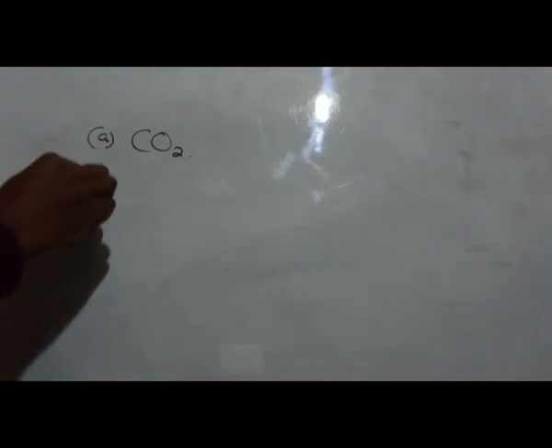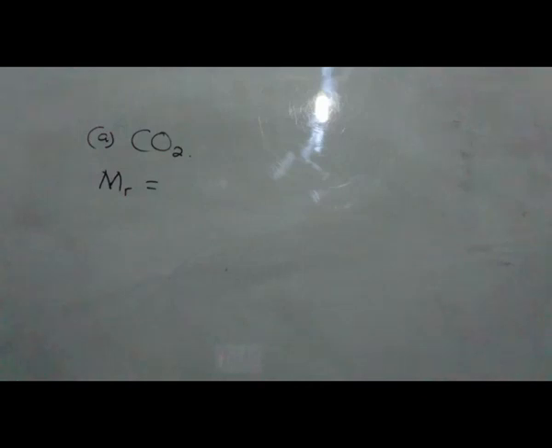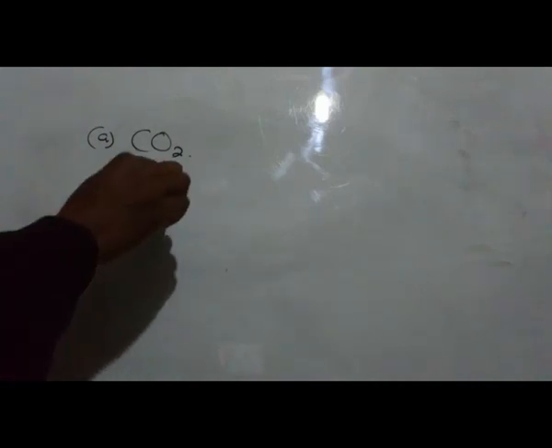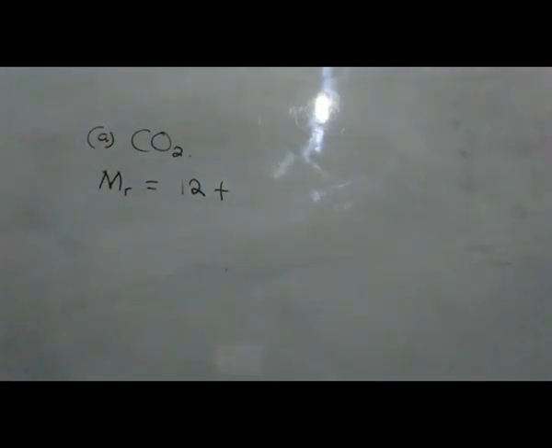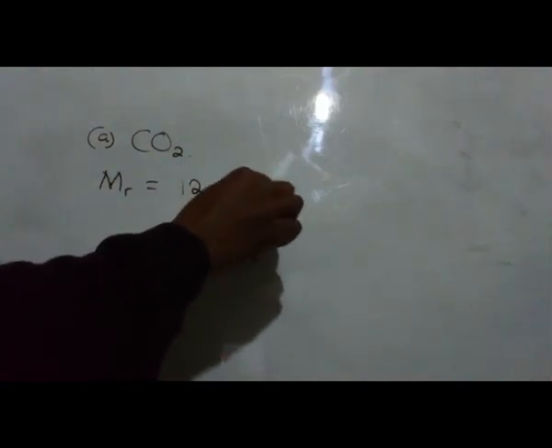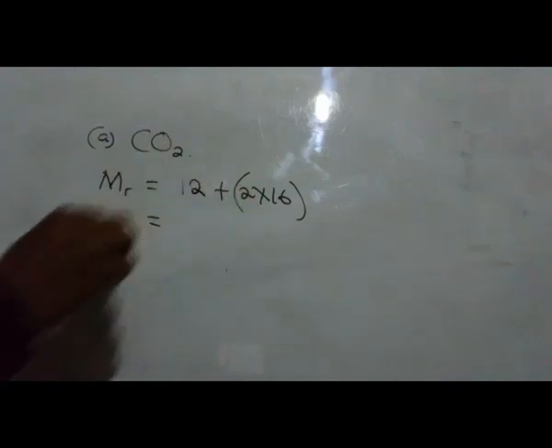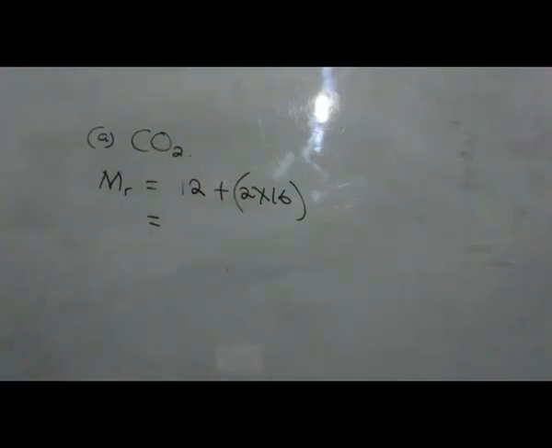Okay, so we'll write carbon dioxide for A, the first calculation, carbon dioxide CO2. To find the relative molecular mass, we say Mr is equal to carbon. Carbon has an atomic mass of 12, plus oxygen. Oxygen has a mass of 16, so we say 2 times 16. Why? Because there are 2 atoms of oxygen. If you take our calculator and punch, we'll see that the Mr for carbon dioxide is 44.